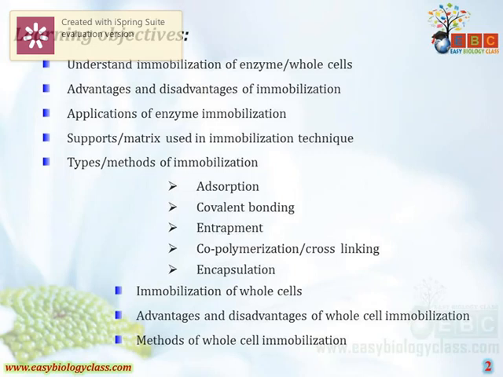Then there are some minor things left behind. There are three of them: immobilization of whole cells, advantages and disadvantages of whole cell immobilization, and methods of whole cell immobilization. But we will not go through these last three things. We have to focus on the above six to seven things.